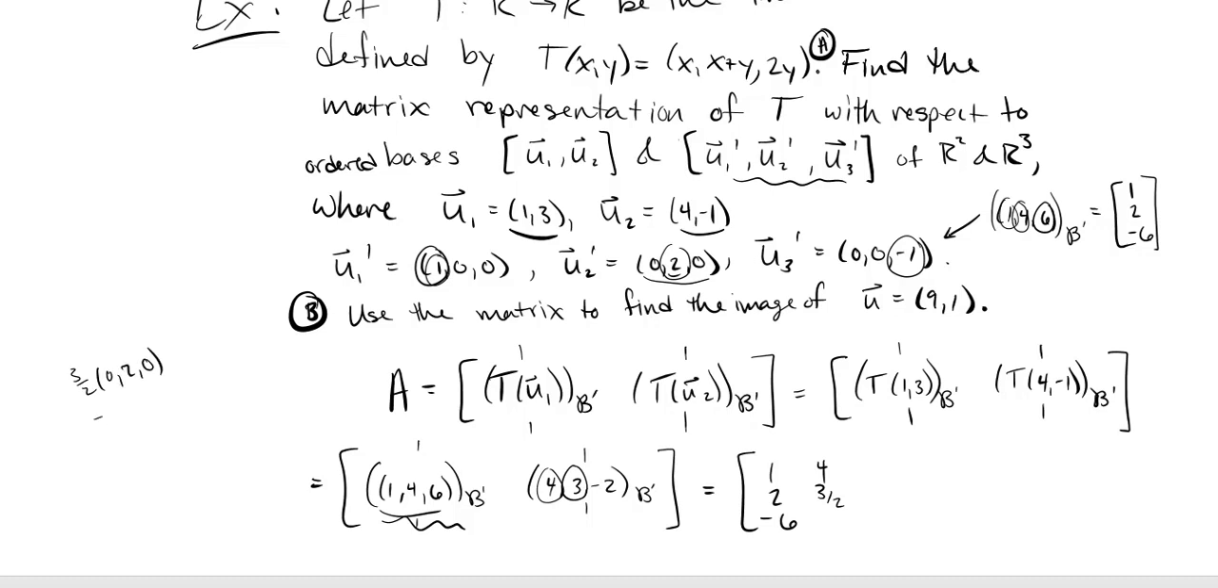You can see that pretty quick. That would make a 3 in our middle component. And finally, we need 2 copies of U3 prime to make a negative 2 in that last component. Right, so maybe I'll write this out on the side just to make it a little clearer. The coordinates of this guy relative to basis B prime are 4, 3/2, and 2.